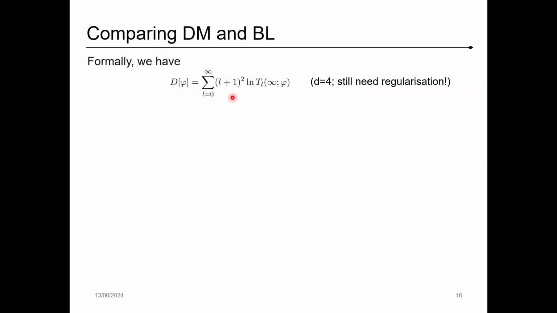Now this is not as simple as we thought, because this sum is actually divergent, right? And then you have to get rid of this divergence. This is usual in quantum field theory, but actually in the literature there are two approaches to regularize this quantity.